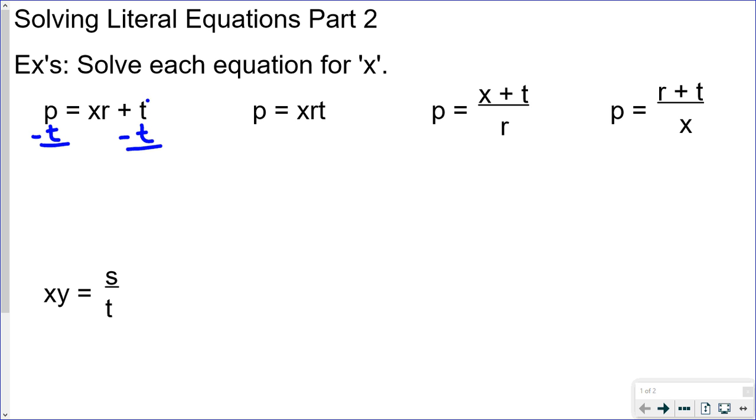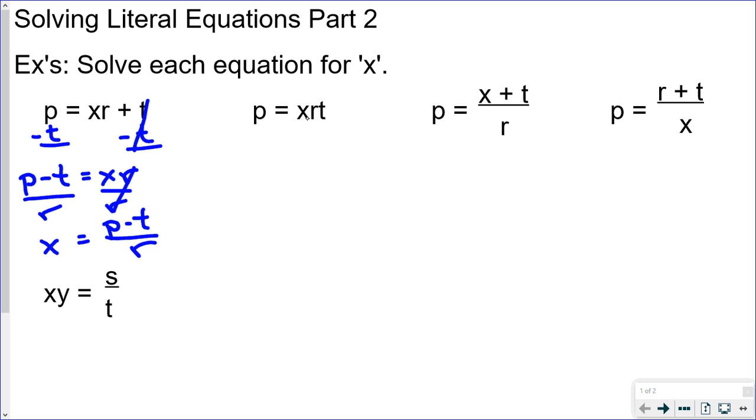So t minus t is 0. P minus t, those are unlike terms. You can't subtract them, so we just write p minus t equals x times r. Now I have x times r, so to get rid of the r, I divide both sides by r. So the r's will simplify to 1. So flip this around and you get x equals p minus t divided by r.